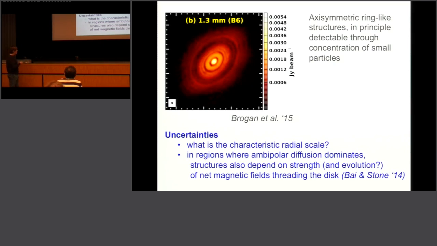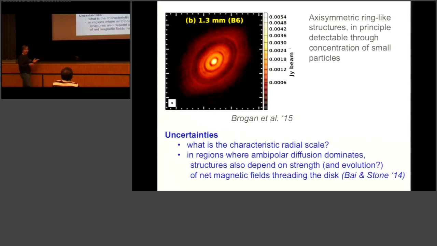And then the second uncertainty is that if we're interested in the outer part of the disk, we've already said that ambipolar diffusion is the dominant effect in that region. And the structures you get there also depend on the strength and potentially on the evolution of the net magnetic field threading the disk. Some recent work by Jiming Bai and Jim Stone has emphasized that the magnetic flux within the disk is not completely uniform, but tends to clump up as well in the regions of these zonal flows. So there's some fairly complicated feedback between what's happening with the gas, whether it's producing pressure maxima, and how the magnetic fields, even the vertical magnetic fields threading the disk, are responding to that situation.